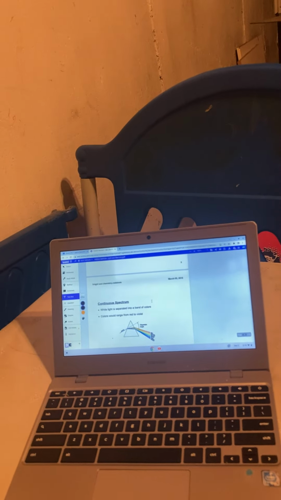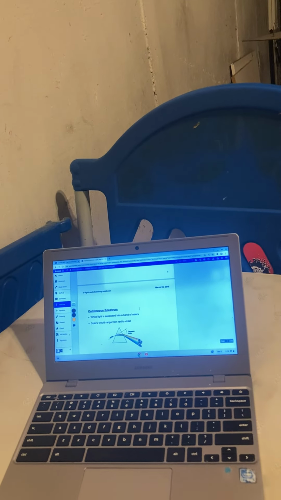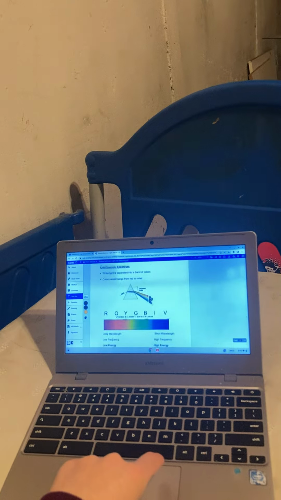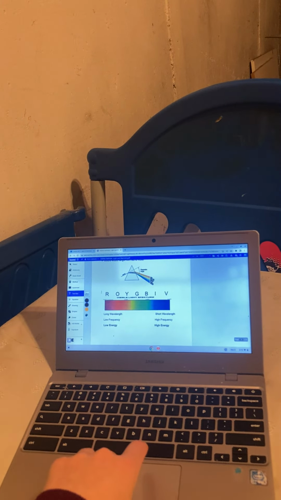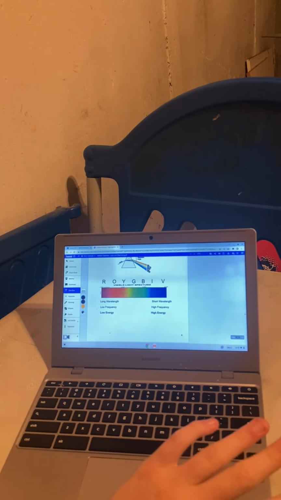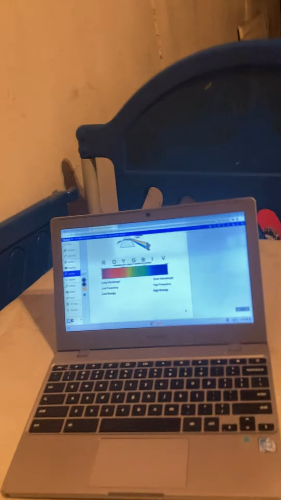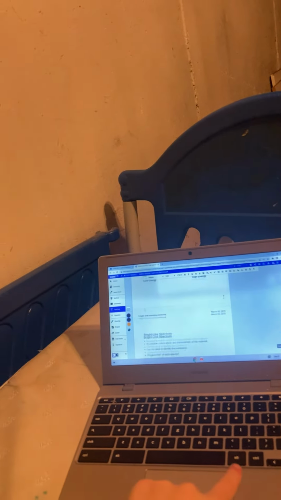The continuous spectrum is when white light is separated into a band of colors. Colors range from red to violet, and you use the prism. This is where Voight-Biv comes into place. The closer to red, you have a long wavelength, low frequency, low energy. The closer to violet, short wavelength, high frequency, high energy.